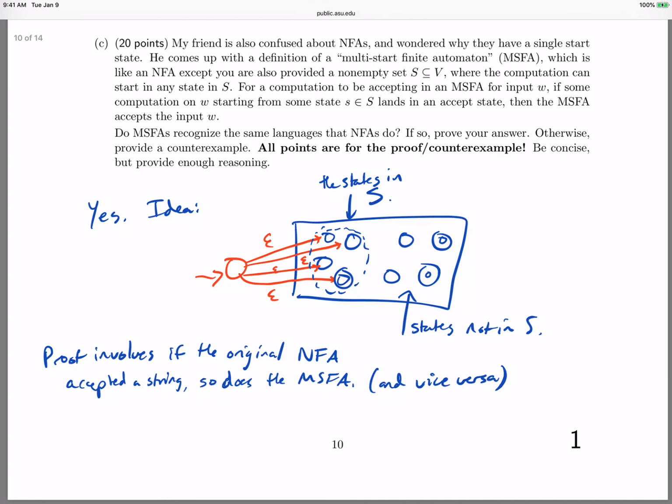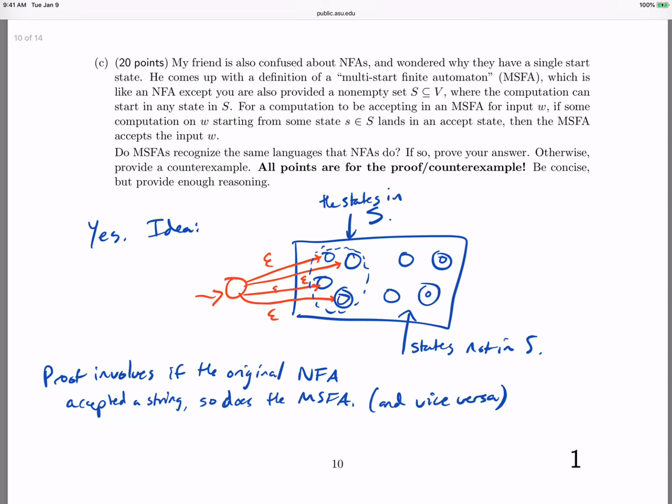Part C. So only 2 or 3 people got this. Wow. So the idea here is, well, we can start anywhere in the start states, but think about, say, the union construction for NFAs. What did we do? We made a new start state, epsiloned our way to the original start states. So this is essentially a generalized version of that, where we can start in any of these states that I give you. So why don't we just do that idea, but epsilon our way to all of those states?